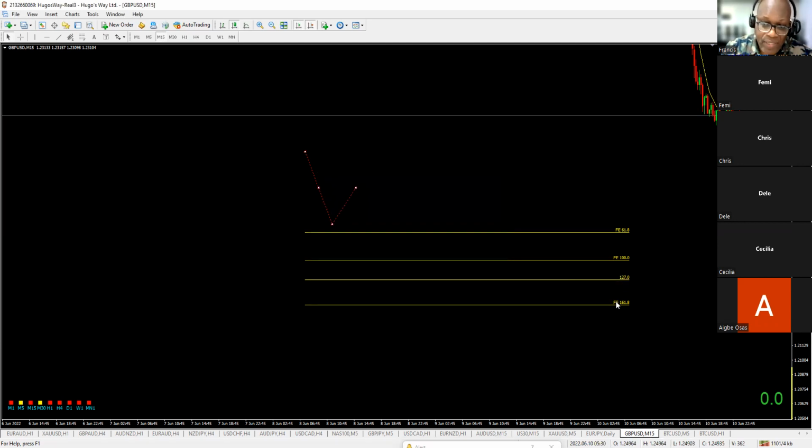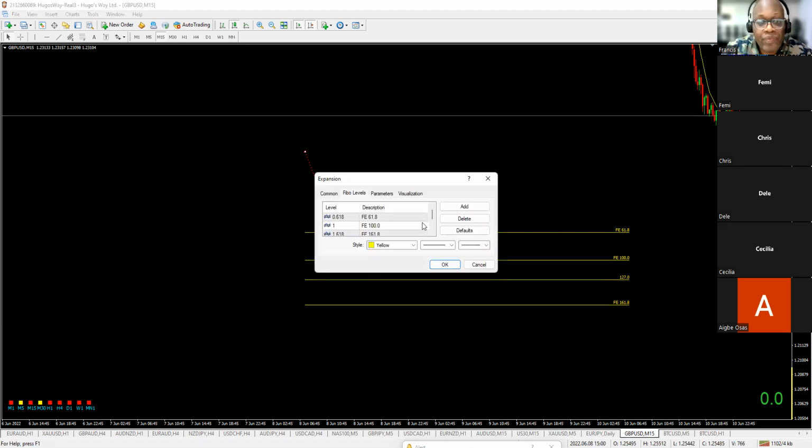You can see it says FE at the beginning for Fibonacci expansion. I didn't necessarily put that, but you could if you wanted to. You could go back there, just come here and say FE.